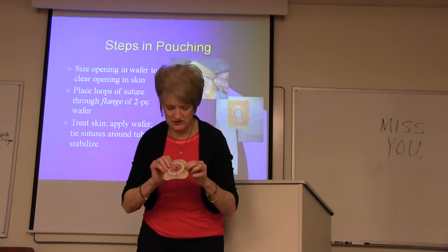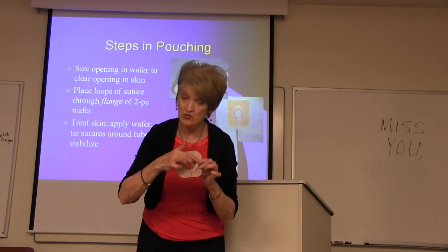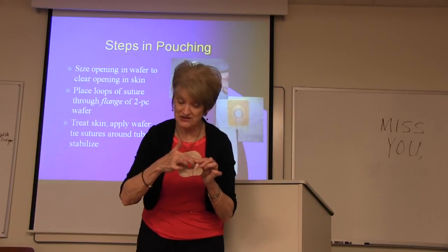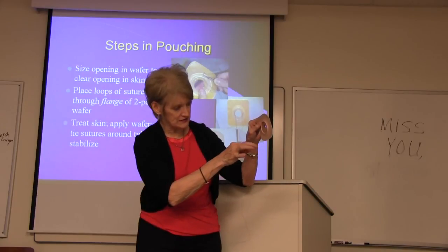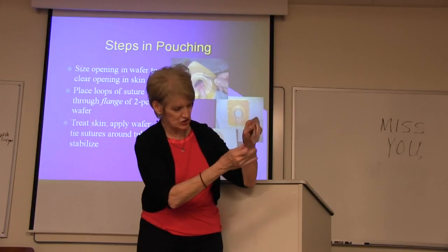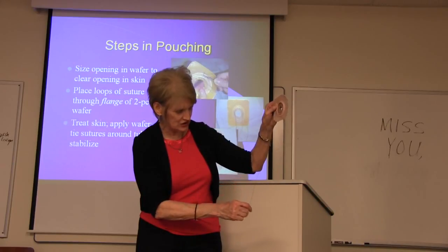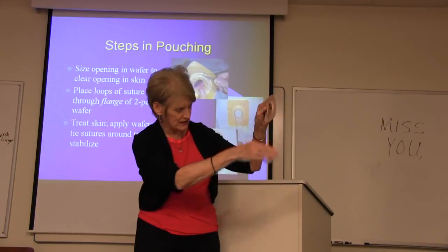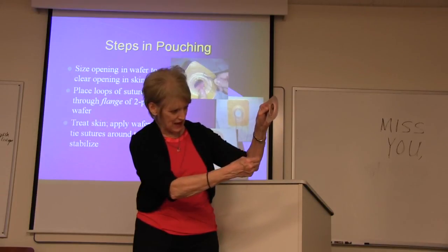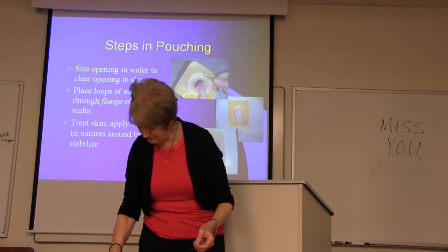Now, I want you to notice 2 things. The suture goes through the flange, not through the wafer. It goes through the flange itself. Secondly, I want you to notice that my loop faces the tube, and that's important. So I always start on the inside of the flange and go out, and then the outside of the flange and come in. I'm going to pull it down about halfway. I'm going to cut this off.